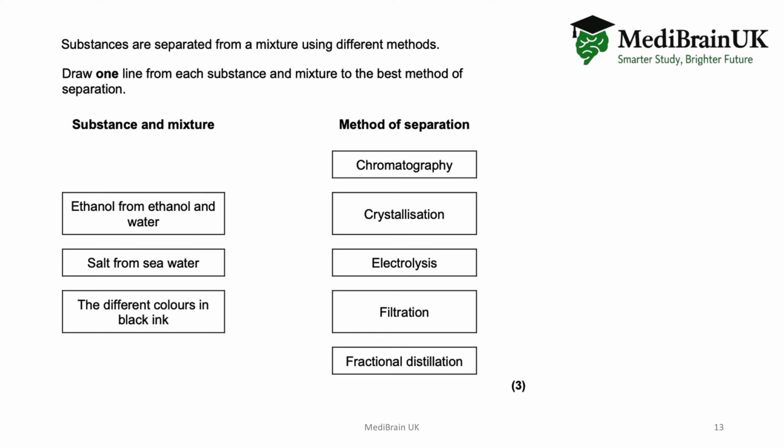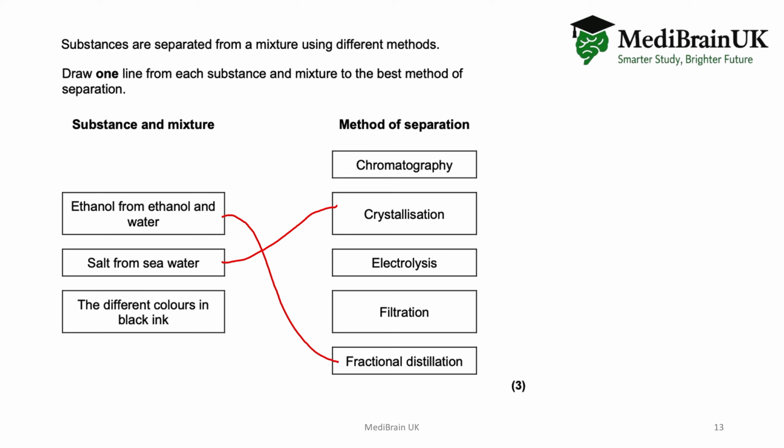Fractional distillation is to separate out 2 liquids that have similar boiling points. So we would match ethanol and water to the fractional distillation. Then we've got salt and seawater. Now you could use distillation to separate out salt from seawater, but the way that we can also do it is by crystallization. Crystallization, we will form salt crystals once we separate out the salt from the water. Simple distillation can be used, but that's not an option over here. So we would match salt from seawater to crystallization.